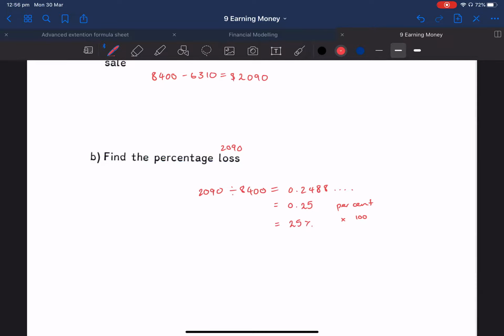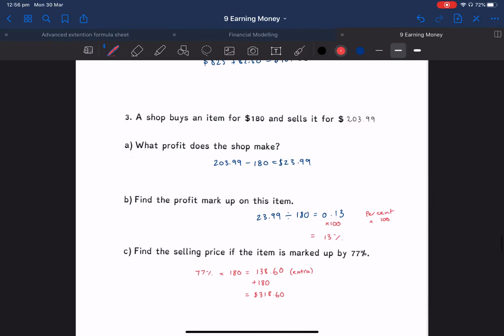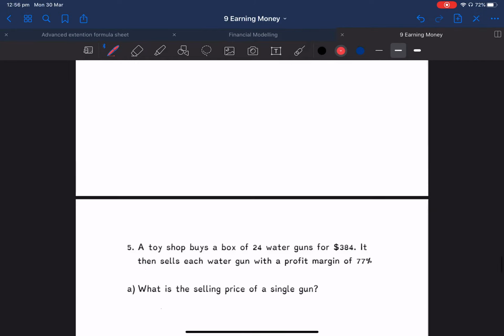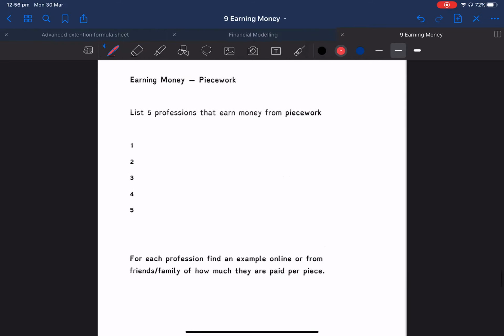Okay, so have a go, at the very least, at these questions where the numbers are just different. You can follow these steps along, pause, rewind, slow down. Again, email us if you have any questions. And then there's a couple of harder questions down there as well, like question 5. Okay, and then the big task that I really need you to do this week is all about piecework.